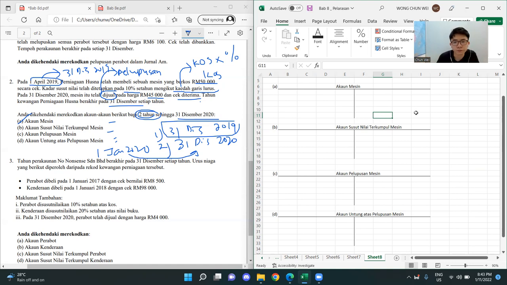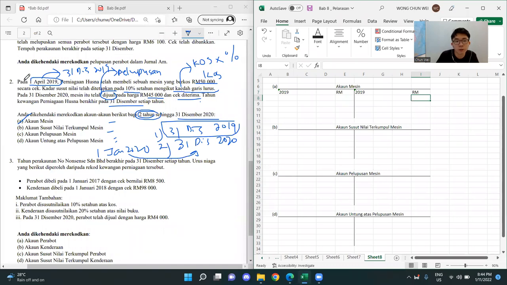Okay, so make sure for all these accounts you have all the years, right? So we start from 2019, all right? So 2019, make sure you have ringgit Malaysia. Okay, so let's start from account machine first.